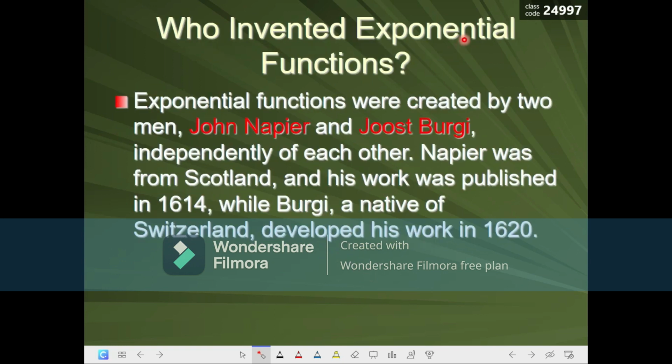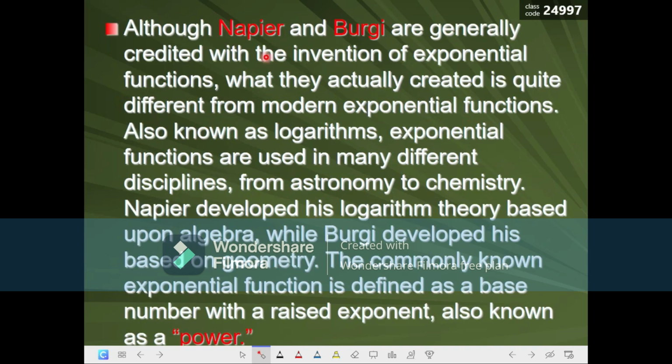Now, who invented exponential functions? Have you ever asked yourselves who invented them? Exponential functions were created by two men, John Napier and Jules Borgy, independently of each other. Napier was from Scotland and his work was published in 1614, while Borgy, a native of Switzerland, developed his work in 1620. Although they are generally credited with the invention of exponential functions, what they actually created is quite different from modern exponential functions, also known as logarithms.